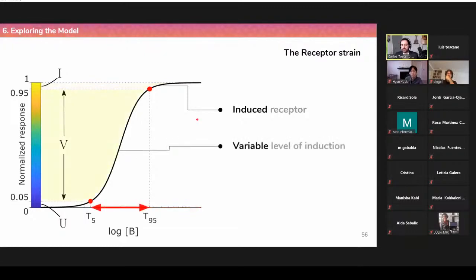Also, if the biobit concentration is in between these two arbitrary concentrations, threshold 5 and threshold 95, we will expect a variable level of induction of our receptor strain, meaning that we will get a response in between 5% and 95% of the maximum possible response. And finally, if our biobit is from 0 concentration up to the threshold 5 concentration, then we will say that our receptor is totally uninduced, because the signal is less than 5% of the maximum response.